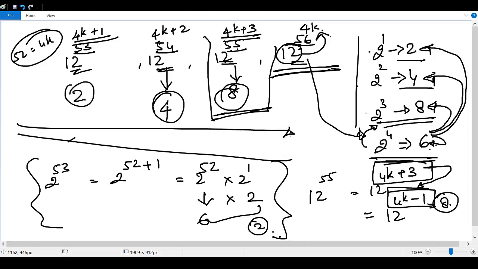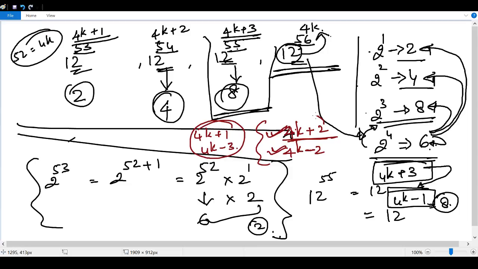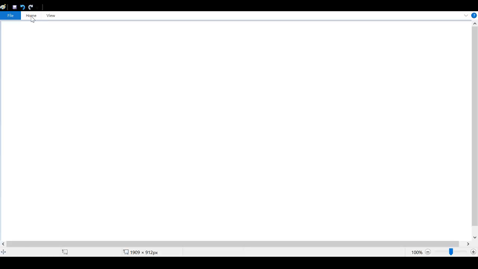Similarly, if you have a 4k, let me change the color for you for a minute. So if you have a 4k plus 2, it is same as saying it is 4k minus 2. That is, if a number is 2 more than a multiple of 4, it is also 2 less than a multiple of 4. And if you have a 4k plus 1, you can rewrite it as 4k minus 3. So you can look at going forward or going backwards depending on what you are working with. I hope we are clear.